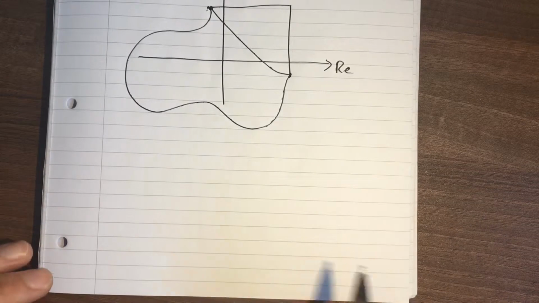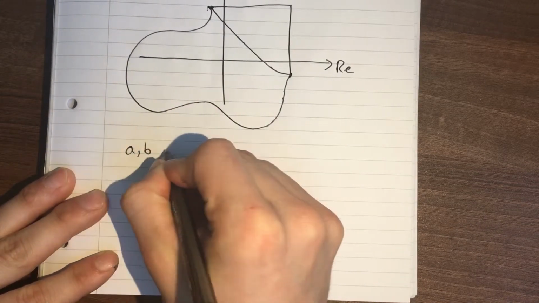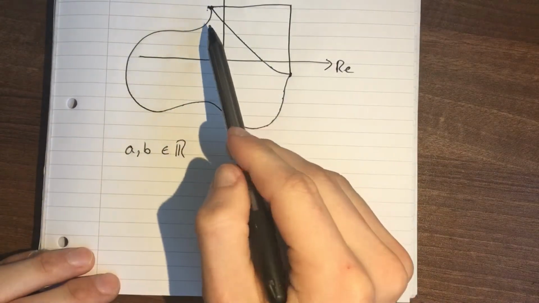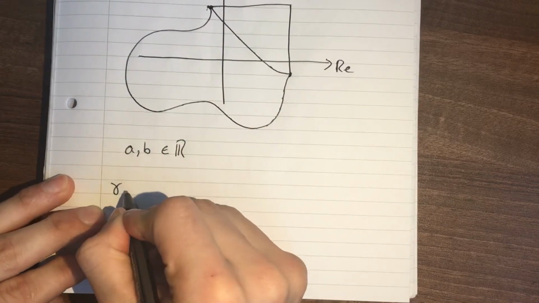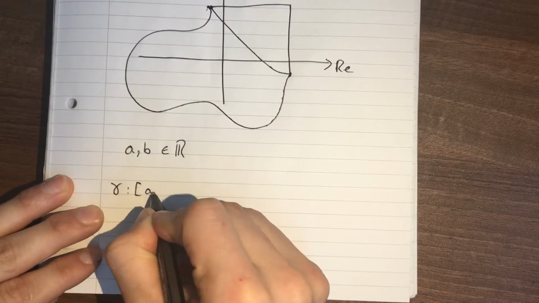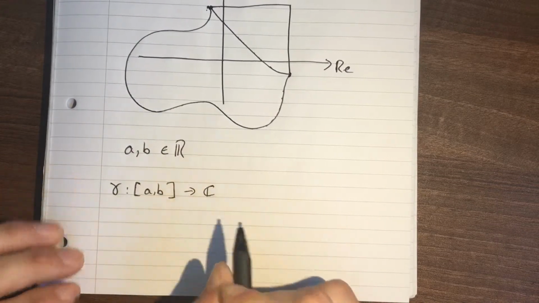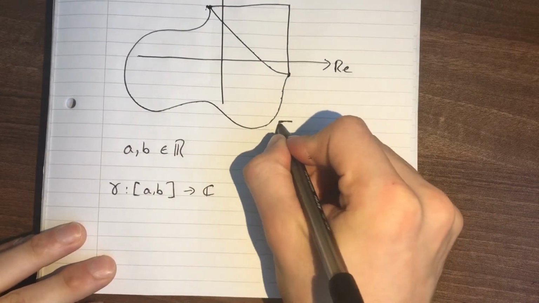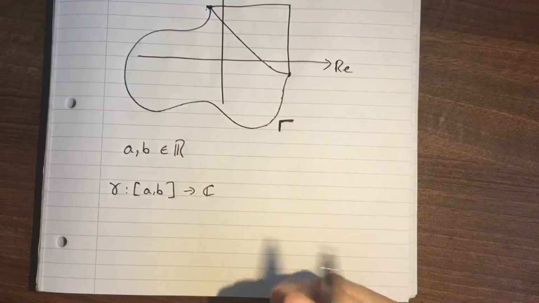So what we actually need is, if we have real numbers a and b, a function that's going to describe our curve. So let's say our gamma goes between a and b to the complex plane. And so using this gamma, we can go about doing the integral. And we'll call this curve capital gamma. So this is going to give us a name for the path it takes.